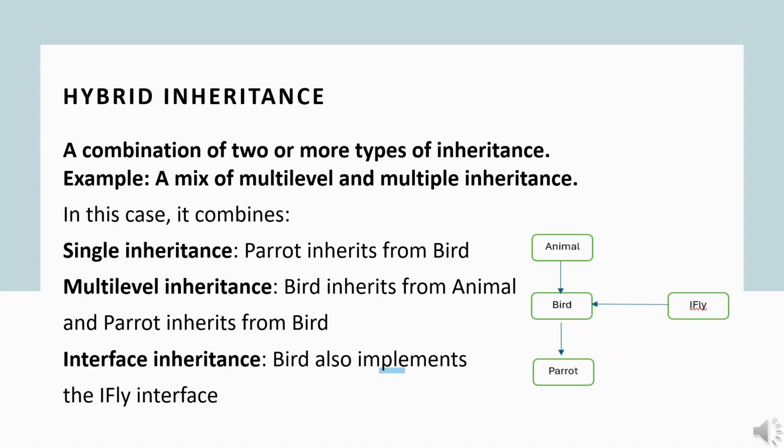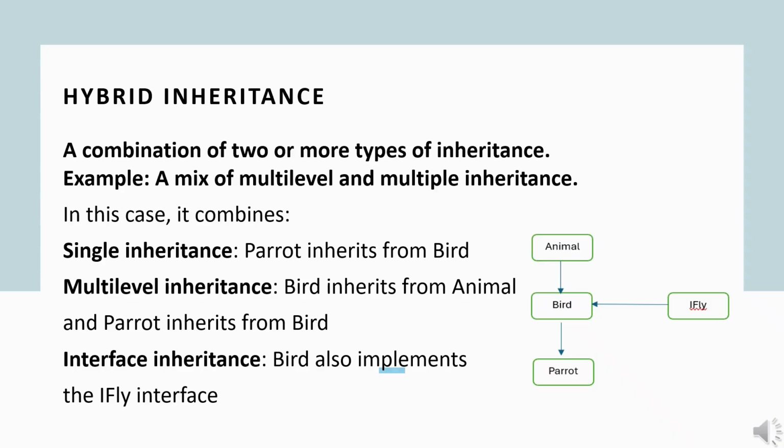Next, we will see hybrid inheritance, a combination of 2 or more types of inheritance. Example, a mix of multi-level and multiple inheritance. In this case, it combines single inheritance. Parrot inherits from bird. Multi-level inheritance. Bird inherits from animal, and parrot inherits from bird.